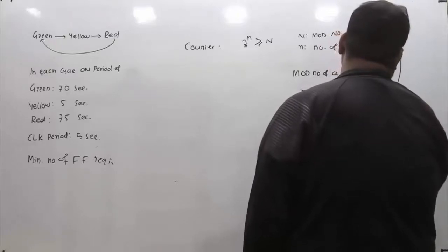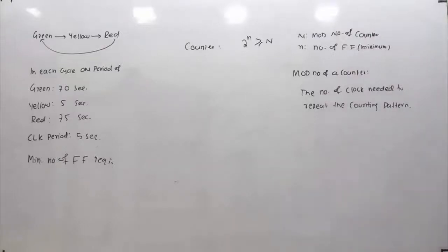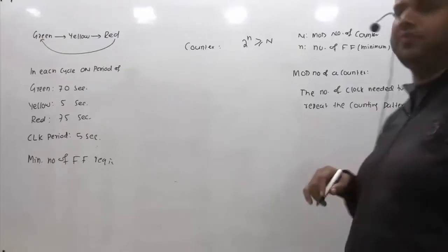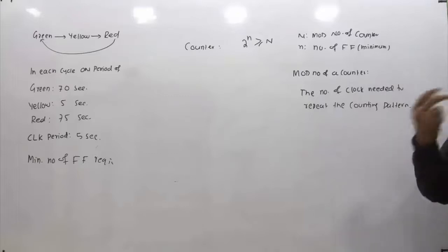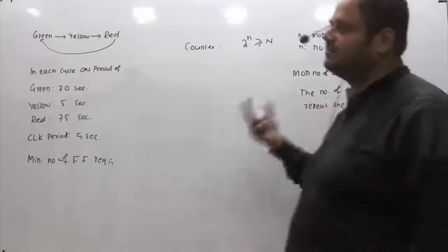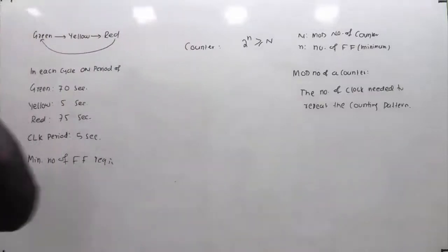To repeat the counting cycle or counting pattern, the number of clocks needed defines the mod number of a counter. In this case, instead of saying the counter is counting so and so states, the states are defined with respect to some lights, and the lights are indirectly linked to the corresponding timing information.